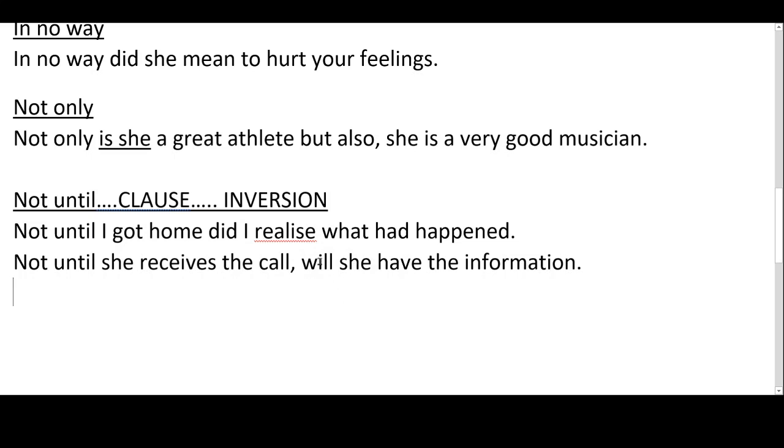So again, we're using the verb first and then the subject. Okay. Well, I hope this information is useful, guys.